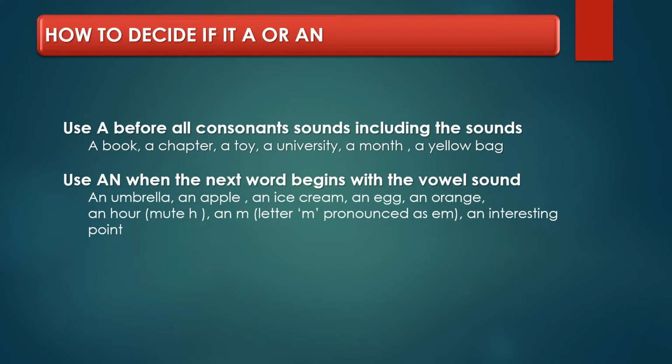Next, use an when the next word begins with a vowel sound. An umbrella, an apple, an ice cream, an egg, an orange, an hour. H is silent over here. And an MBA, it is pronounced as M. An interesting point, an interesting story, and so on.